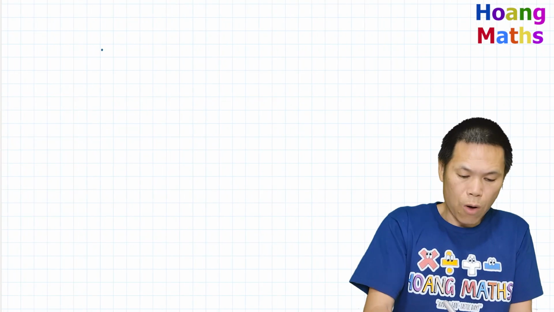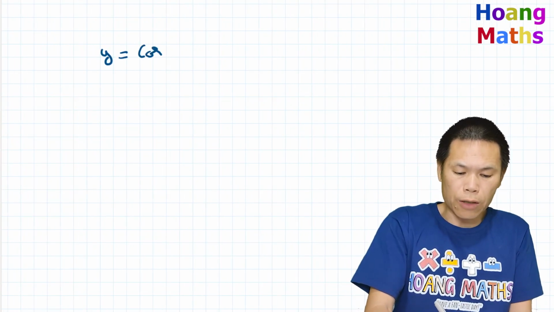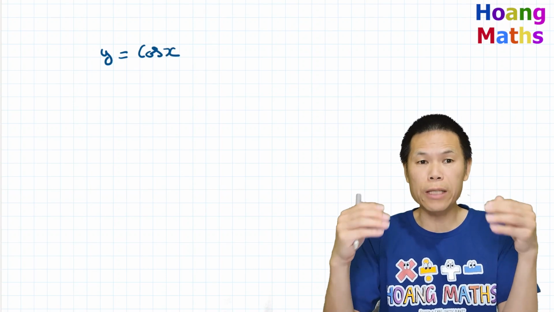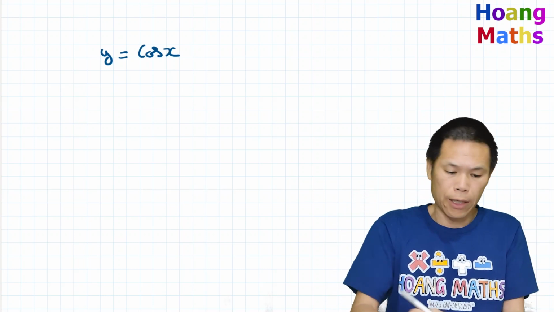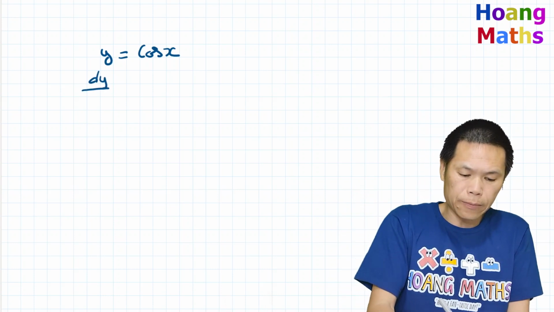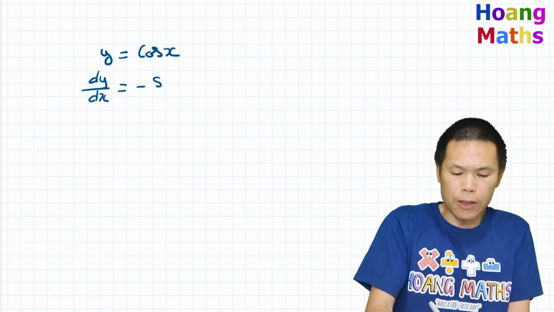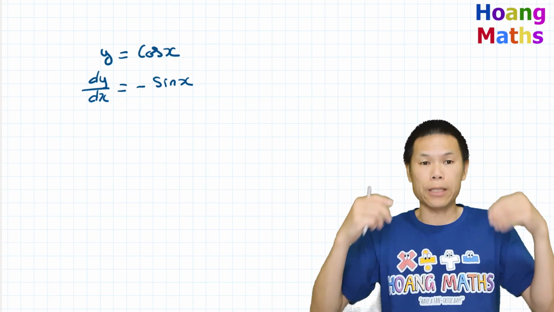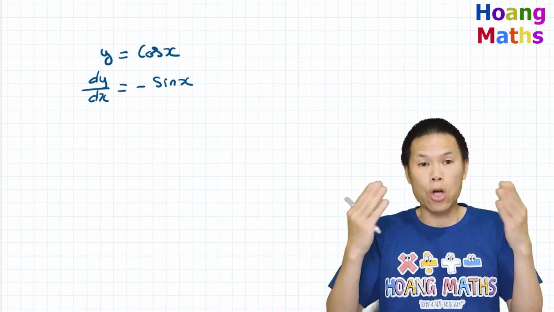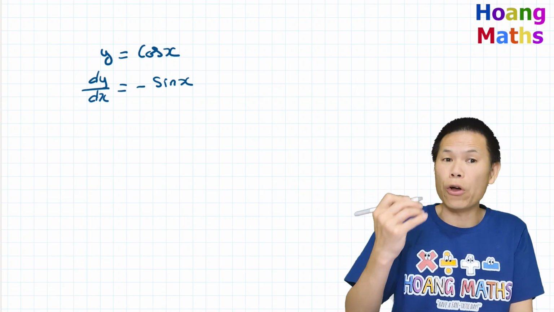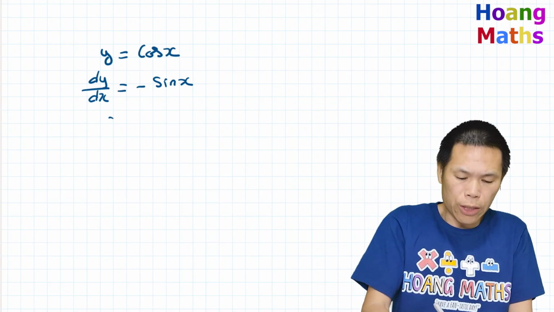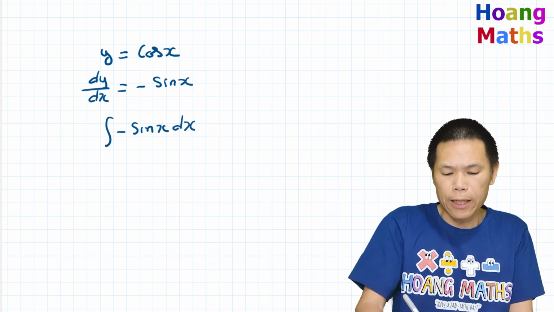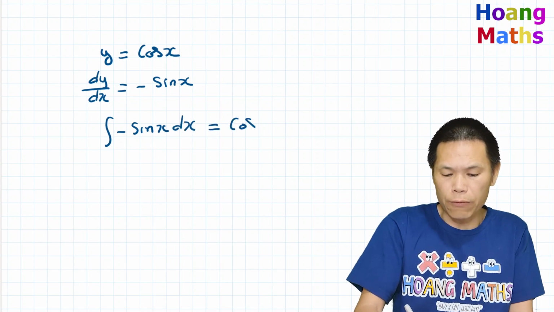And how about y is equal to cos of x. We know that if we differentiate cos of x, it will give us negative sin of x. So dy/dx is equal to negative sin of x. In other words, if I integrate negative sin of x, it will give us cos of x because we're just going backward. So the integral of negative sin of x dx is equal to cos of x.